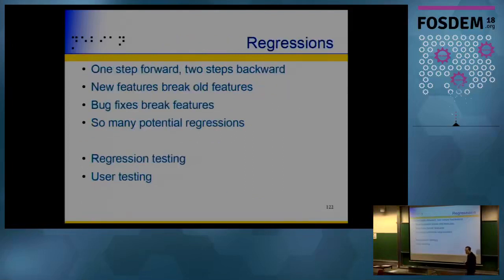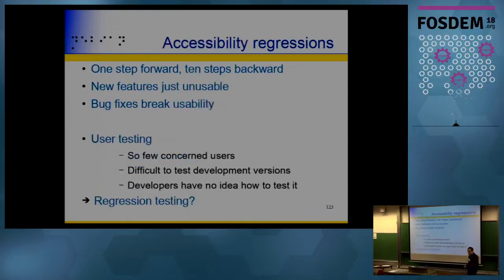So about regressions, you know about regression. So you move one step forward, but actually you go two steps forward and two steps backward, because a new feature breaks an old feature, a bug fix breaks a feature. You have regressions here and there, so you need regression testing and user testing. Concerning accessibility, it's way worse. Usually when you make one step forward, you actually have 10 steps backwards. And new features are just not usable at all, quite often. And bug fixes break usability completely, quite often.